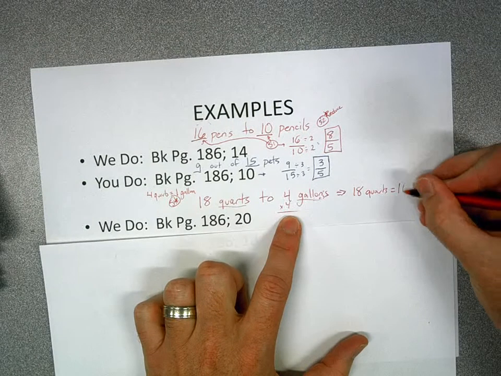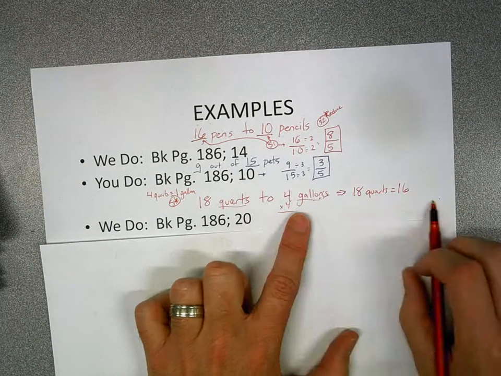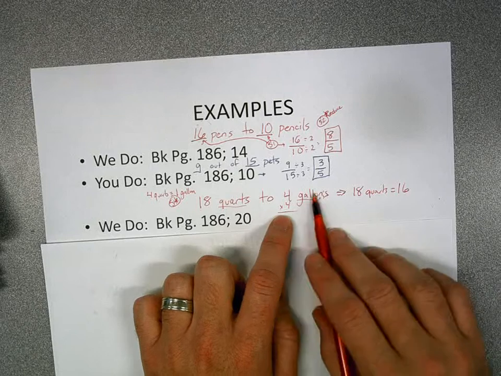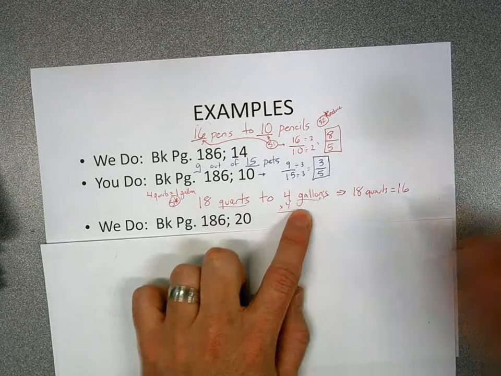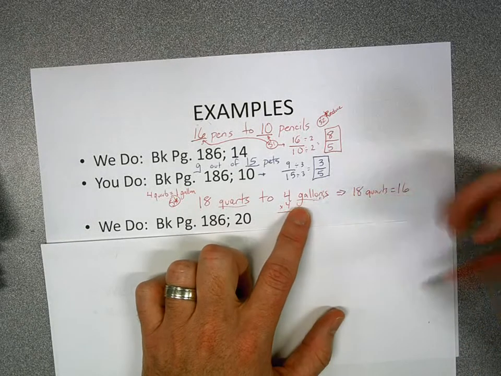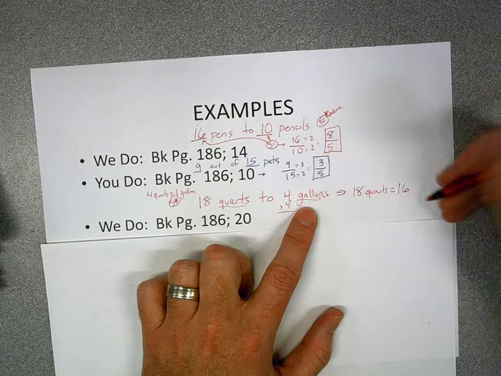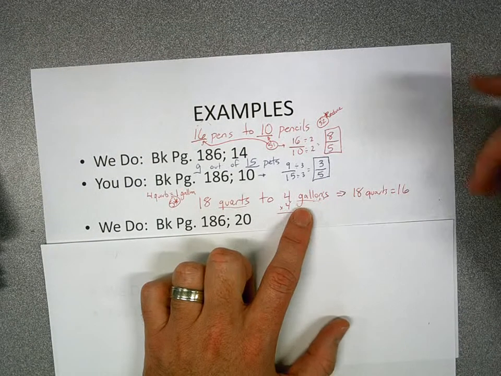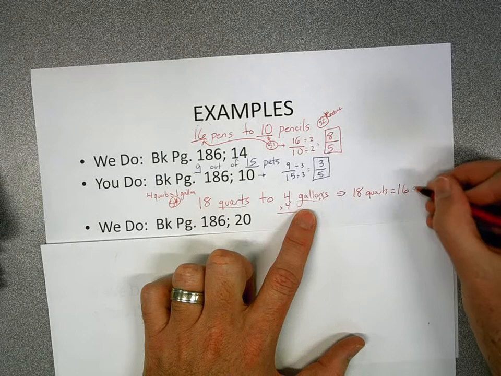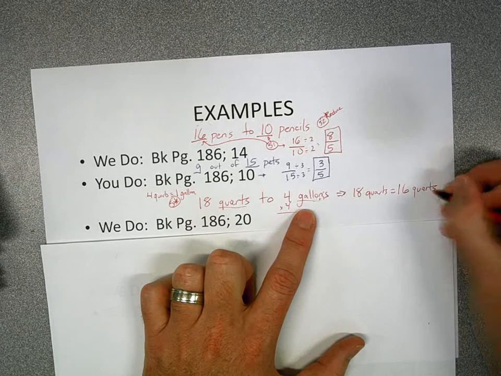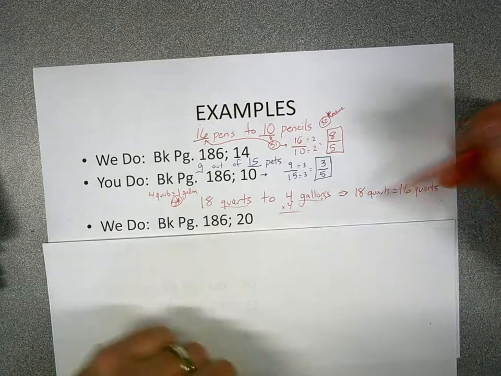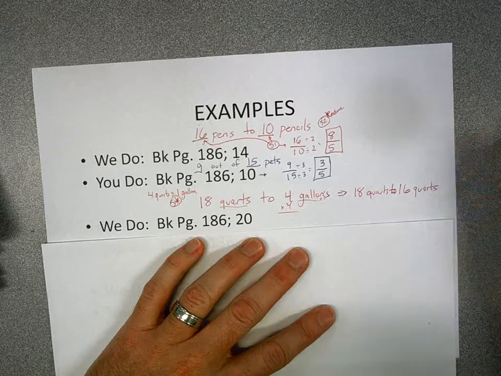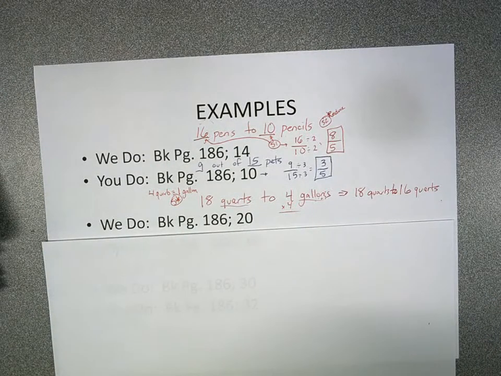Now be careful, don't put 16 gallons. You can't, we're only changing the way this looks when it comes to units. We are not changing how much it is. So if you put 16 gallons, you're changing 4 gallons to 16 gallons. That's a big difference. That's not what we want to do. So make sure that when you change it, also change the unit. So we have 18 quarts to 16 quarts. And now we're ready to go.